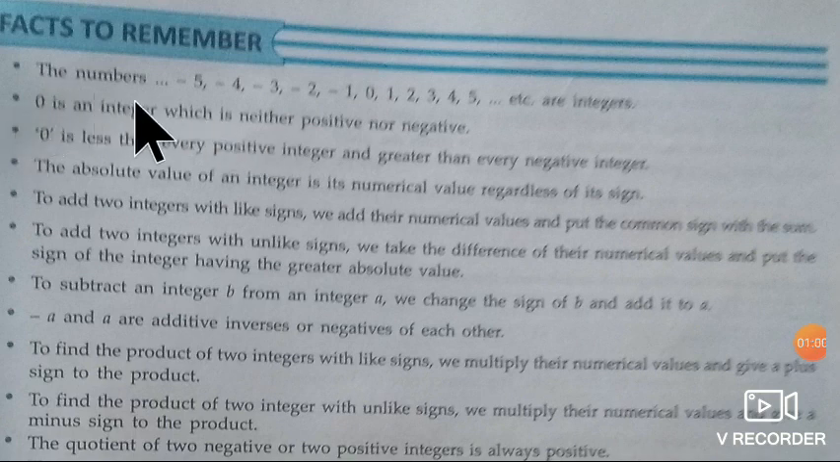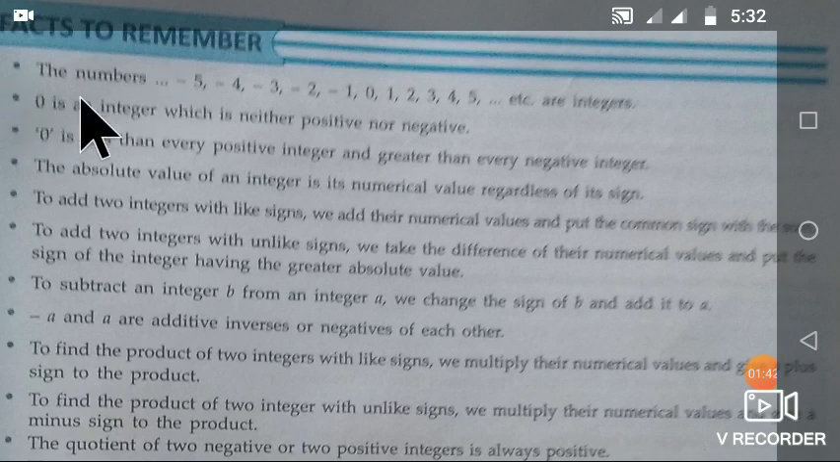The first, the numbers from infinity -5, -4, -3, -2, -1, 0, 1, 2, 3, 4, 5, to infinity, etc. are integers. It means 0, positive numbers and negative numbers. All are called integers. Integers are the complete numbers without having any fraction. All integers have 1 as a divisor of themselves.